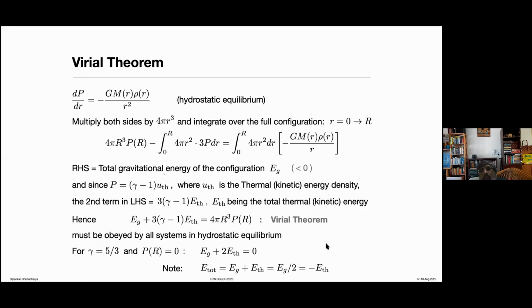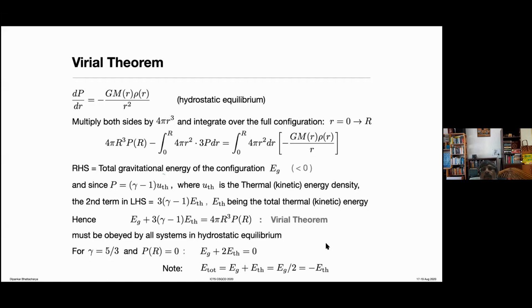But the gravitational energy is negative. So therefore, the thermal energy has increased at the expense of the gravitational energy. But you can see that the thermal energy has increased only by half of the increase in gravitational energy. The other half is the amount that is radiated away. So this is also something which is very important to keep in mind.